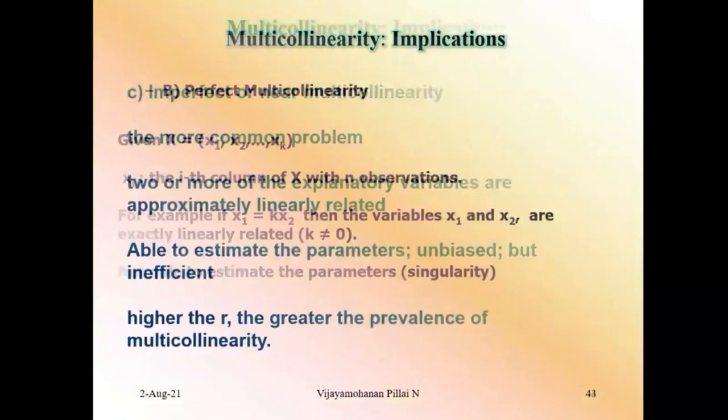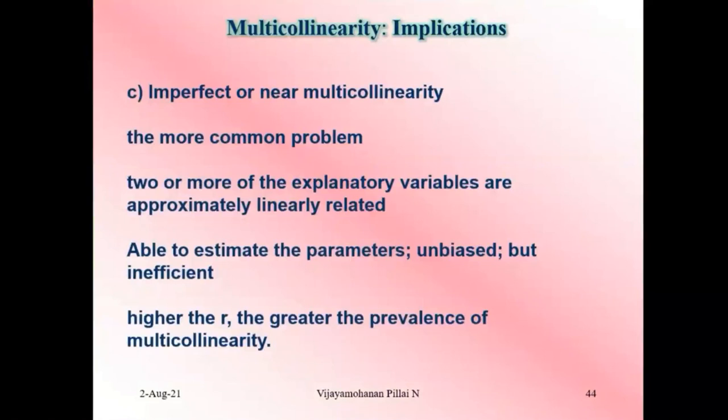Between these two cases, we have imperfect multicollinearity. This is the more common problem among most of the independent variables. The imperfect multicollinearity is there, and that is why we have to go for the multiple regression. Here, we are able to estimate the parameters and they are unbiased. But the problem is with their standard errors, that is their variance. The variance is not the minimum.